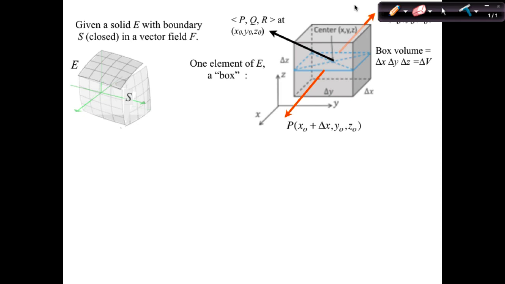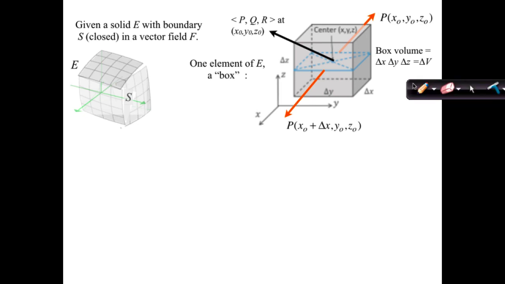For instance, for a change of x, you may have P of x naught, y naught, z naught on the one side, but then you have P of x naught plus delta x, y naught, z naught. So your P vector is slightly different across the change in x in the field. So this is the P component of the field, and then for a change in x, here's the new P component of the field, slightly different according to the change in the x coordinate.